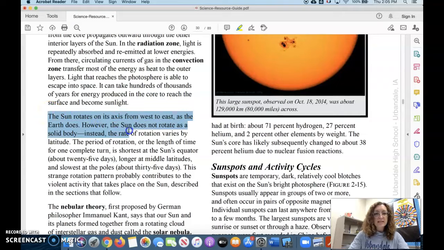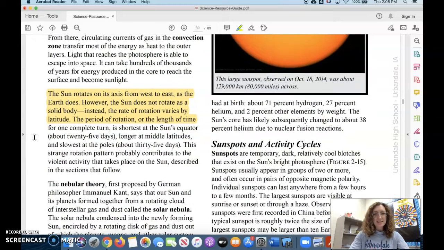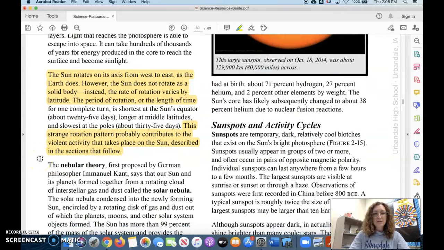The sun rotates, kind of like Earth rotates, but not the same. It goes from west to east just like the Earth. But here's the cool thing, it's not a solid body. Remember, it's all gases and plasma. There's no solids, no liquids in there. So depending on where you're at on the sun, different parts rotate at different speeds. This pattern, this weird rotation, they suspect that this is why so much of the violent activity happens on the sun. And now we're going to talk about some of the violence that is going on the sun.